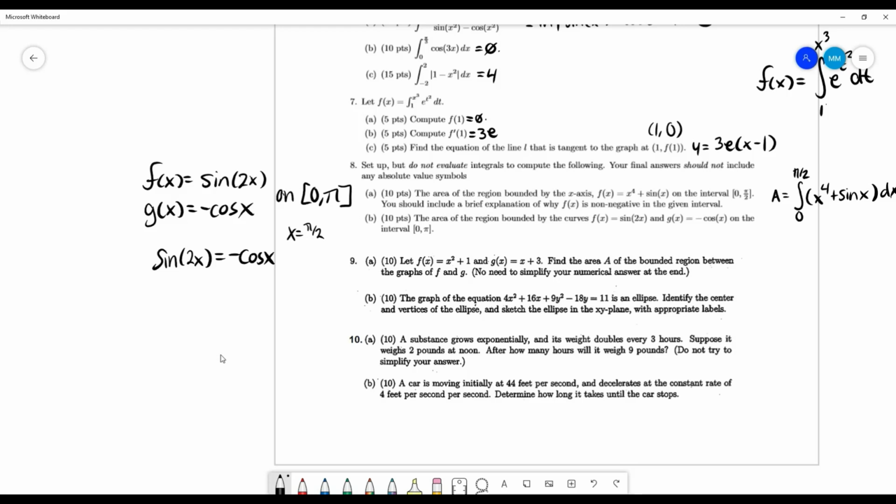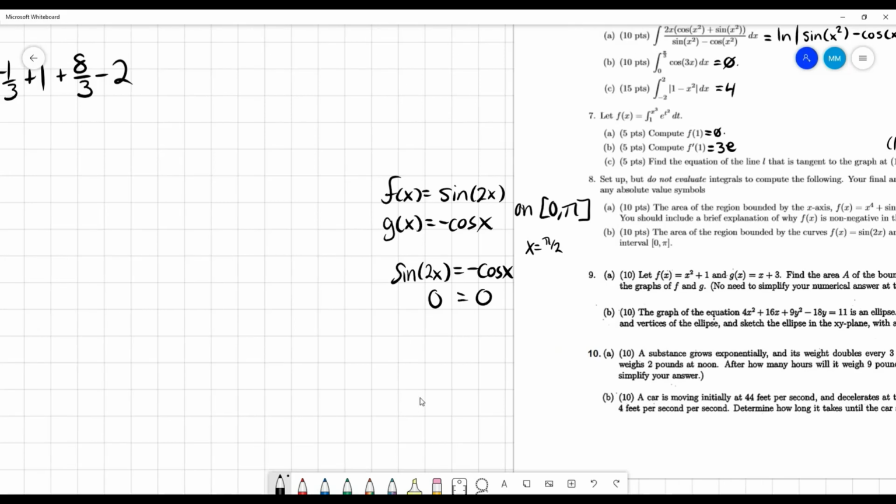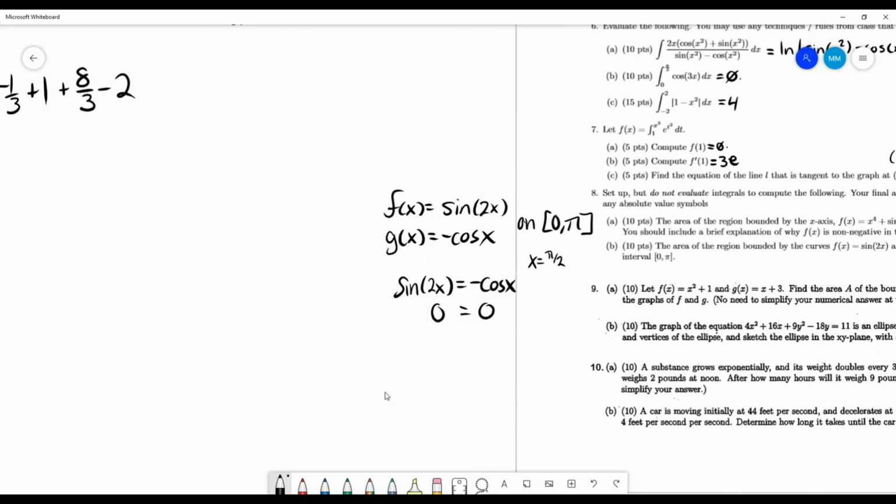And that makes sense because, of course, if x equals pi over 2, then negative cosine of x is 0, and 2 times pi over 2 is pi, so sine of pi is also 0. Then we just need to determine which one is on top and which one's on bottom on either side.